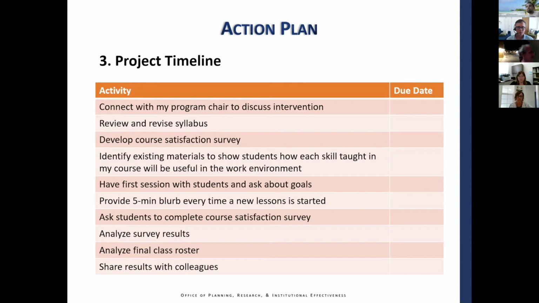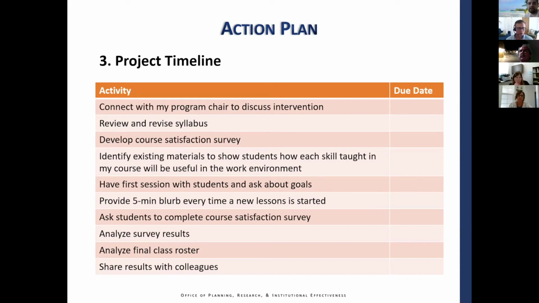Then I'm gonna start, because I mentioned that I was going to change something in the syllabi, so I'm gonna review and revise the syllabi. Then I'm gonna develop a course satisfaction survey, and I'll show you why I need that in the next slide. Then I'm gonna identify the existing materials to show students how each skill taught in my course will be useful in the work environment. Remember, the first intervention was about showing students why my lessons are gonna help them to get a job or to do better in their jobs. So I'm gonna spend a little time trying to connect the dots in there.